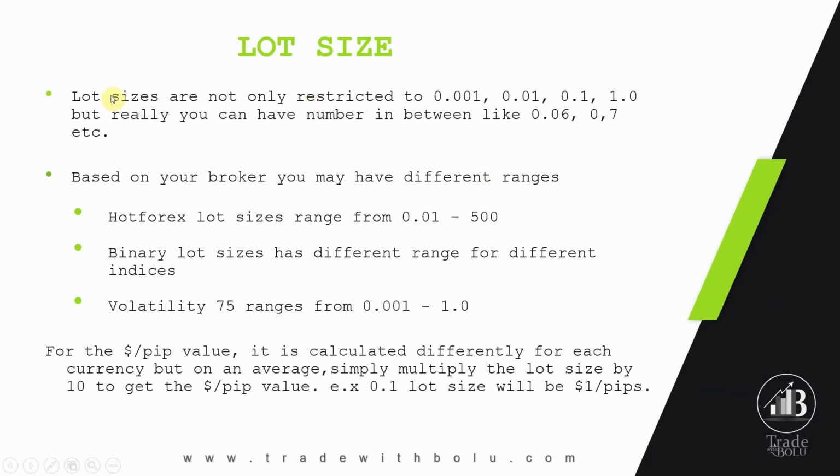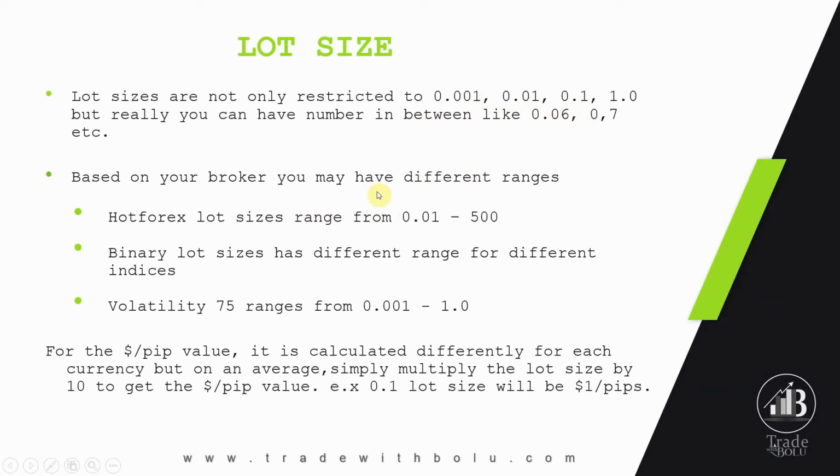So the lot sizes are not restricted. Like I explained, we could have 0.02, 0.6, 0.7, and so forth. They're not restricted to these numbers. These particular levels that we showed, like standard lots, the micro lots, the nano lots, and all that. So that's that for that.